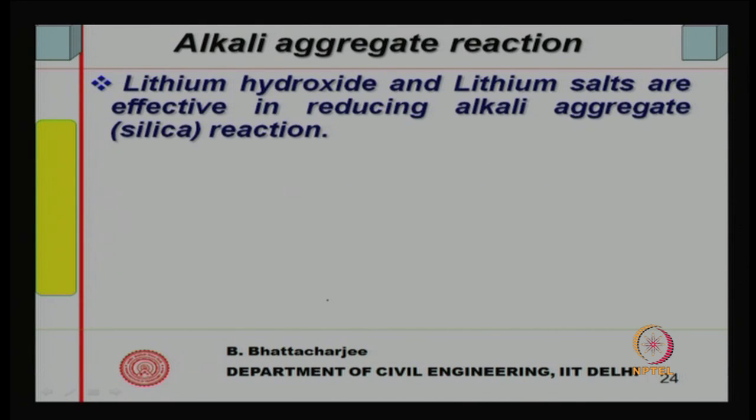So, this was shrinkage reducing admixtures. Then we have alkali aggregate reaction inhibiting admixtures. Now, alkali aggregate reaction, as you know, some of the aggregates, some of the minerals present in aggregate, can react with sodium and potassium hydroxides that would be present in the cement water system, because sodium oxide and potassium oxide are present in cement, usually in small quantity, and this might form sodium hydroxide and potassium hydroxide.